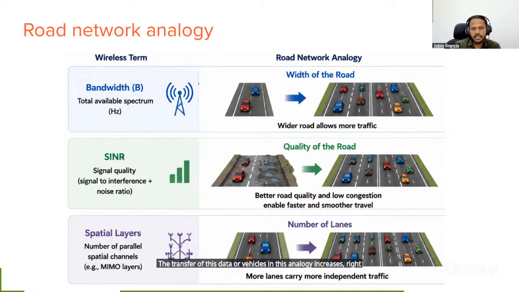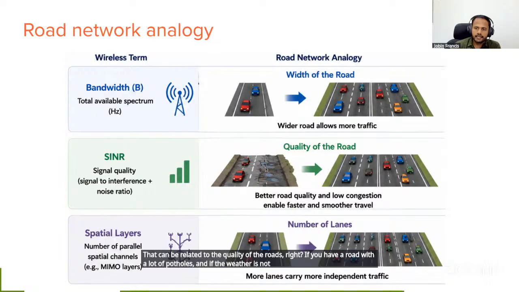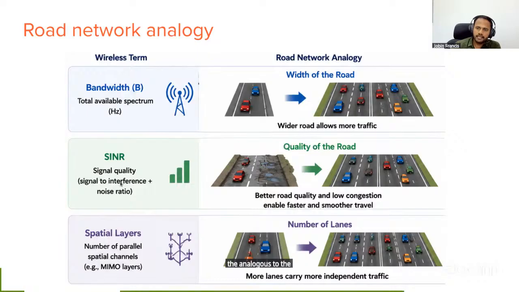Now the SINR, that is sort of like the signal quality, right? The coverage that you see on your mobile phone, right? That can be related to the quality of the roads, right? If you have a road with a lot of potholes and if the weather is not conducive, right, even though you have a wide road, you may not be able to drive very fast, right? So therefore, the quality of the road is analogous to the signal quality that you get on your mobile phone, right?